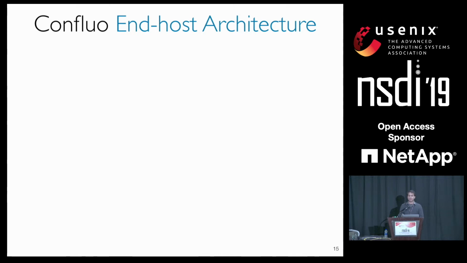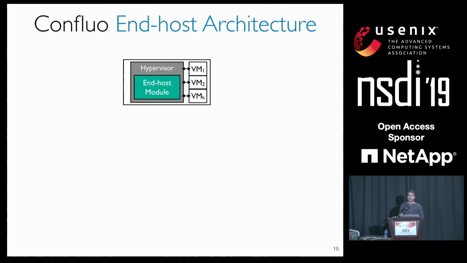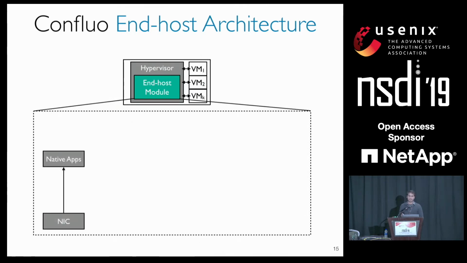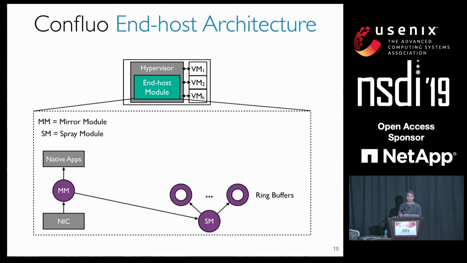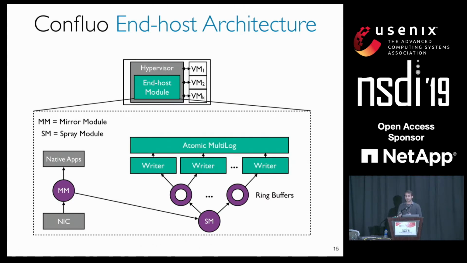Okay, so let's take a look at how the atomic multilog fits into the end-host stack. We've implemented Confluo as a part of the hypervisor, where we exploit virtual switch modules to mirror packet headers at the network interface card and spray them across various ring buffers. The Confluo writer modules then pick up these packet headers from these ring buffers and write them to the atomic multilog using the mechanisms that I described in the previous slides.